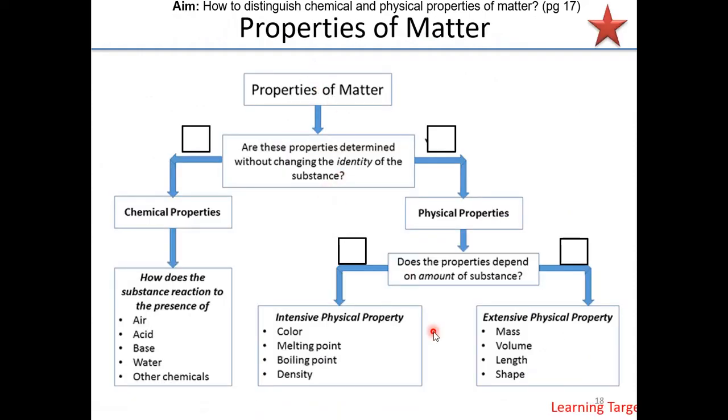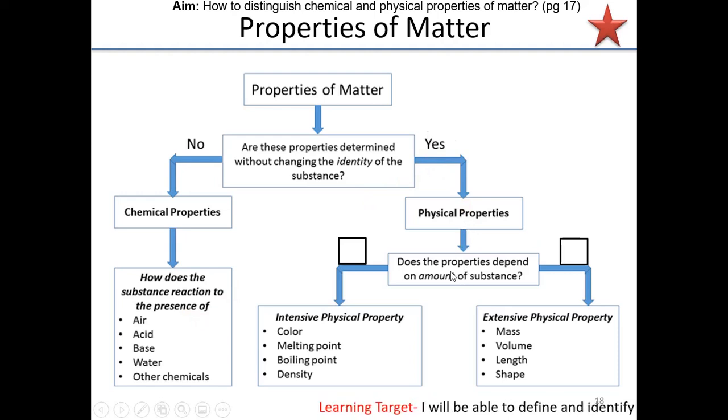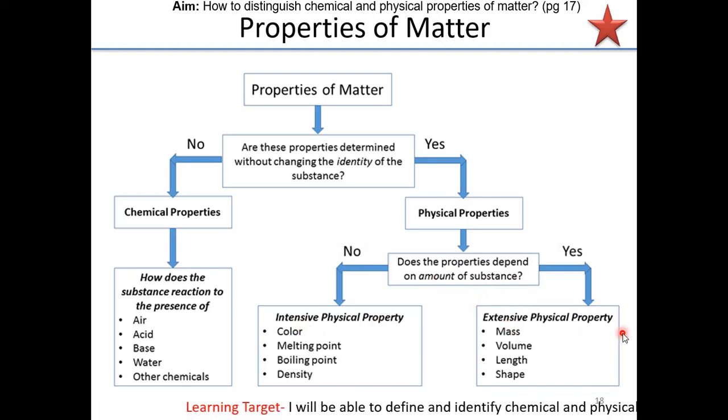So here's a concept map summarizing what we covered so far. Properties of matter: are these properties determined without changing the identity of a substance? For chemical properties, that is no, because you have to change it, right? If the answer is yes, then it's a physical property. And does the property depend on the amount of substance? If the answer is no, then it's intensive. If it's yes, then it's extensive. Okay? So this is the last slide.